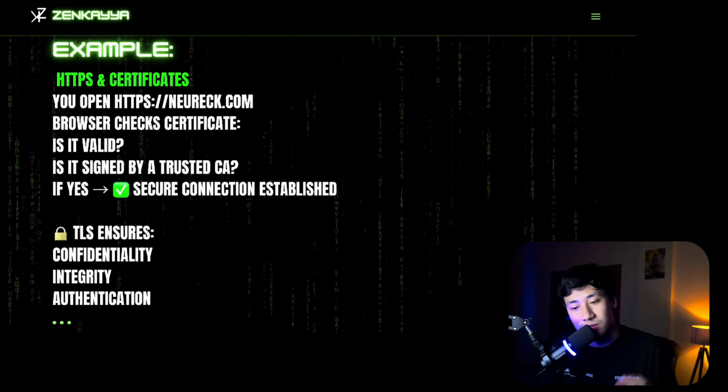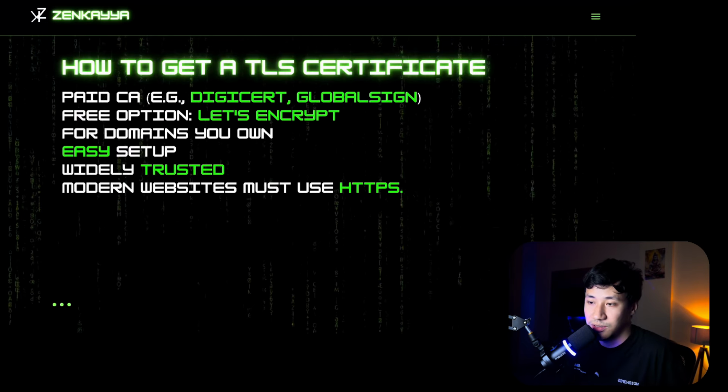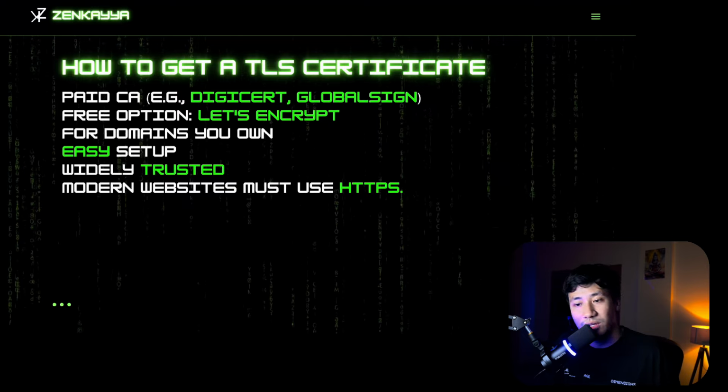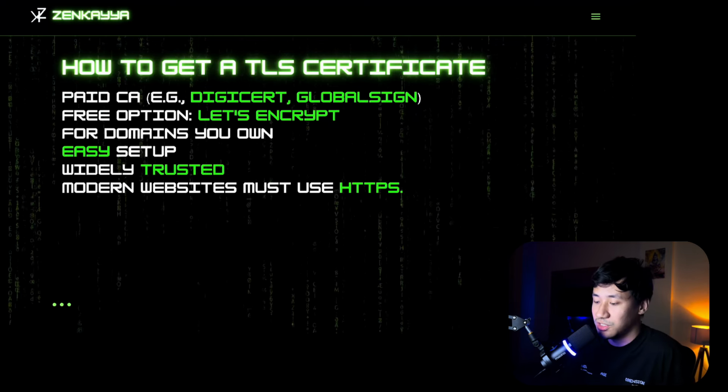TLS ensures three things: confidentiality, integrity, and authentication, that is the CIA triad. We have seen it in earlier classes. So how do you get a TLS certificate? There are certain ways. First, a paid one, from sites like DigiCert or GlobalSign. Some free options are also there, like Let's Encrypt, to identify yourself or create a digital signature. It is easy to set up for a domain you own and widely trusted. Modern websites must use HTTPS.